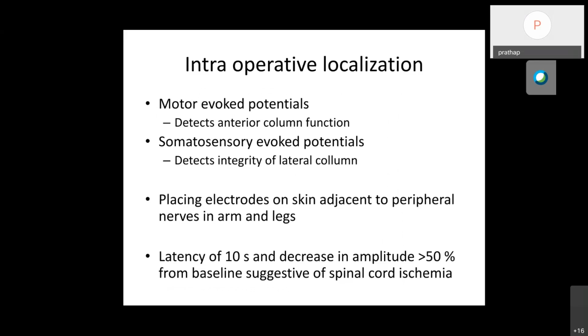So intraoperatively also, there are two entities: the motor evoked potential and the somatosensory evoked potential. Motor evoked potentials monitor the anterior column function, and somatosensory evoked potential detects the integrity of the lateral column. While clamping the intercostal arteries, the evoked potential is to be monitored, and at the segments where the evoked potential is becoming less, wherein the latency is more than 10 seconds and the decrease in amplitude is more than 50% from the baseline, those spinal arteries should be reimplanted.